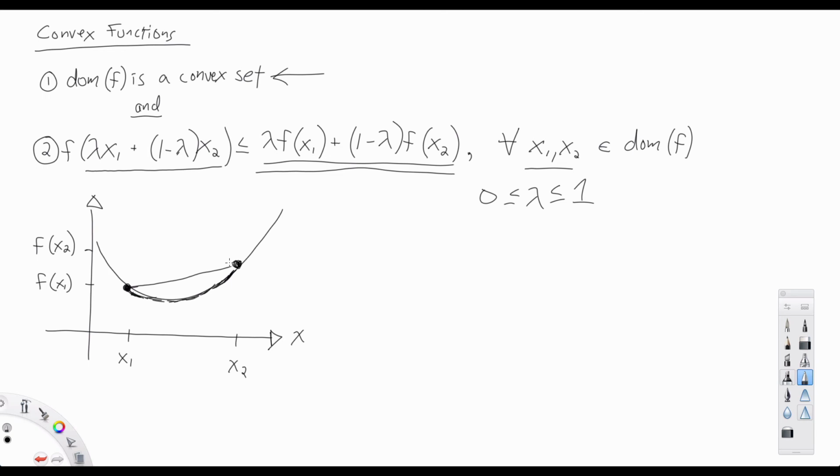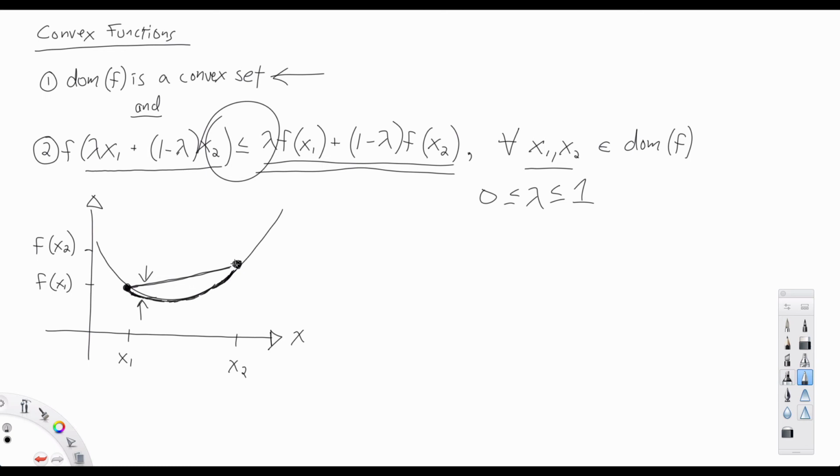Now maybe you can see what this inequality requirement is. That means that this curve, on the function surface, must always be less than or equal to the line that connects these 2 points on the surface. And in this case, because this function is always underneath this line, and this is true for any 2 points that we can identify in the domain of f, then yes, this is a convex function.